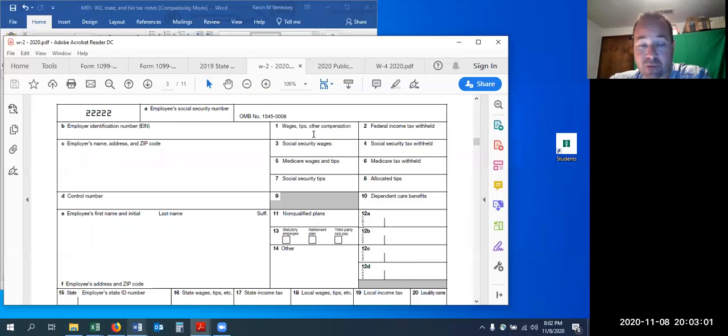So it's very possible, it's not likely because you'd have to be pretty high income, but it is possible to have boxes 1, 3, and 5 all be different amounts. The reason that would happen is you have 401k being withheld. So box 1 would not include the 401k amount. Otherwise, it would be the same as box 5. But box 1 could be a little bit less than box 5, because box 5 would include the 401k that was withheld. It would still include that as taxable. And then box 3 would stop at $137,700.